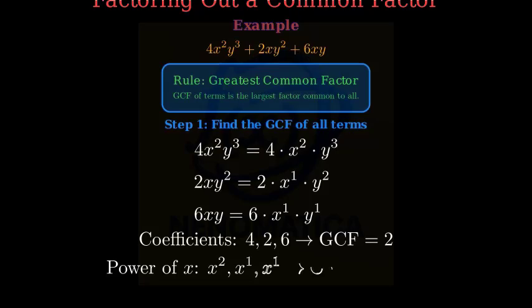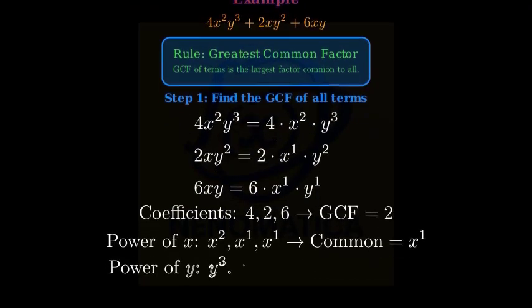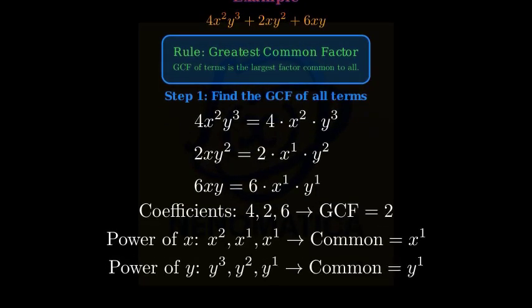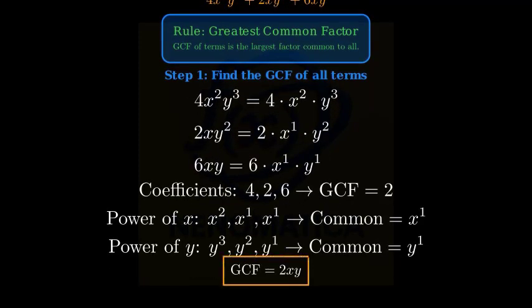Now for the variables, the first term has x squared, the second term has x to the power of 1, and the third term has x to the power of 1. So the common factor for x is x to the power of 1, or simply x. For y, we have y cubed, y squared, and y to the power of 1. So the common factor for y is y to the power of 1, or simply y. Combining these, we get that the greatest common factor is 2 times x times y, or 2xy.